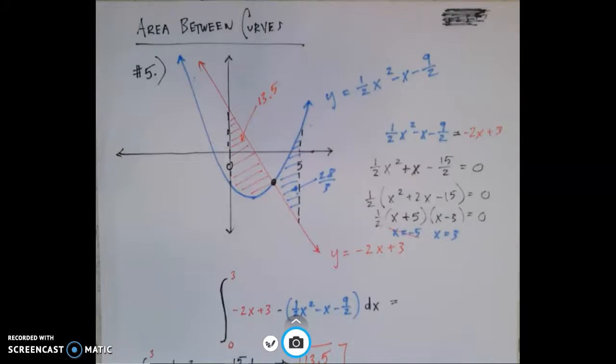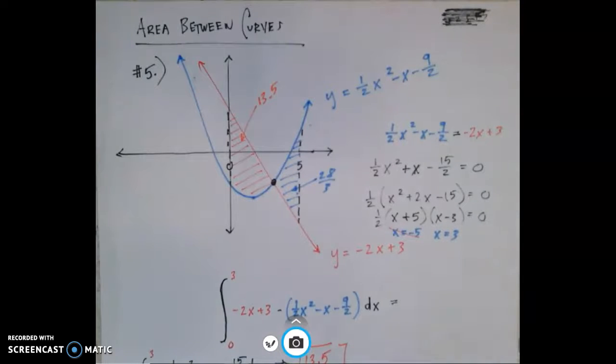Okay, so area between curves, we get those 8 problems. The first few are pretty straightforward. 5, 6, 7, 8 are a little more involved, so I'm going to go over number 5 right now, and hopefully clear up any confusion you might have.